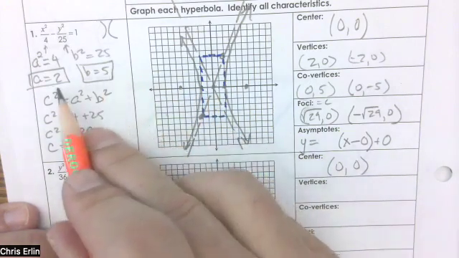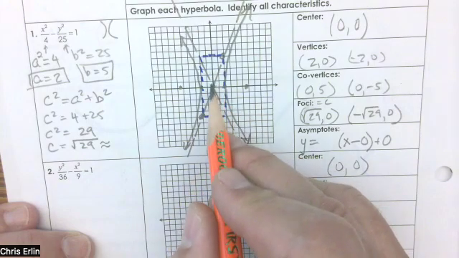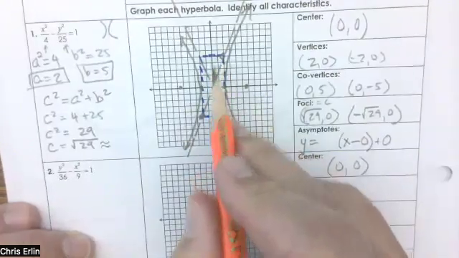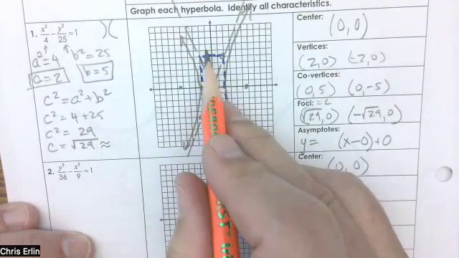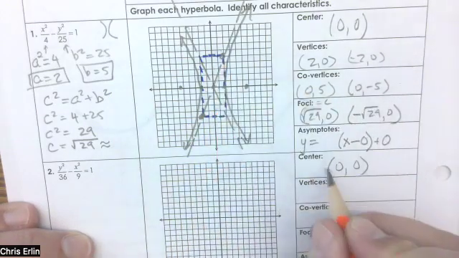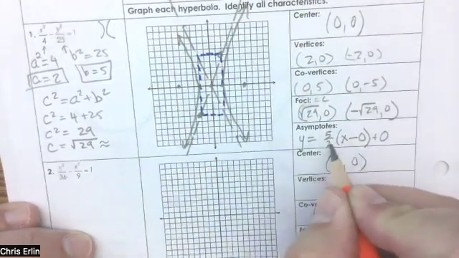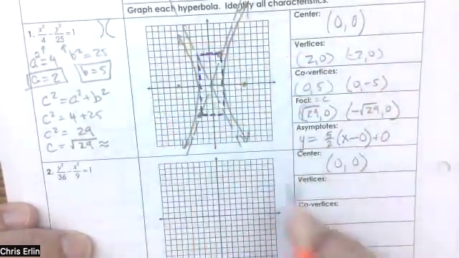Well, it's going to be b over a, isn't it? Because this is my b, and this is my a. So my rise is up b units, and my run is over a units. So it'll be 5 over 2. And we'll have one that's positive and one that's negative.